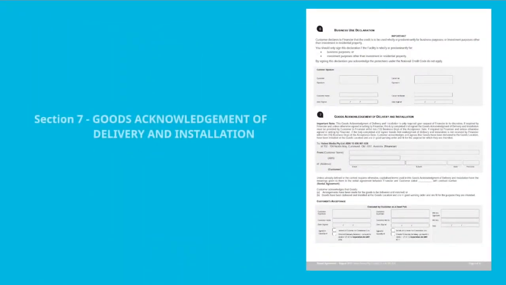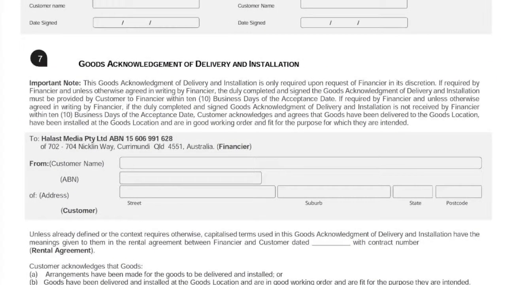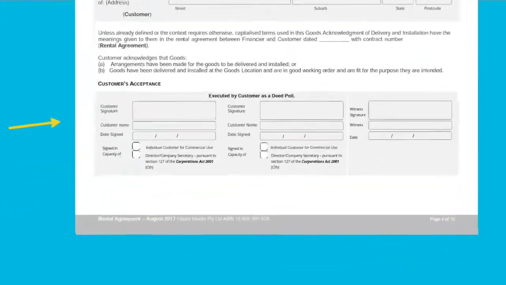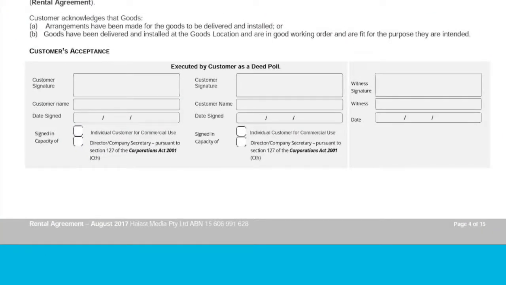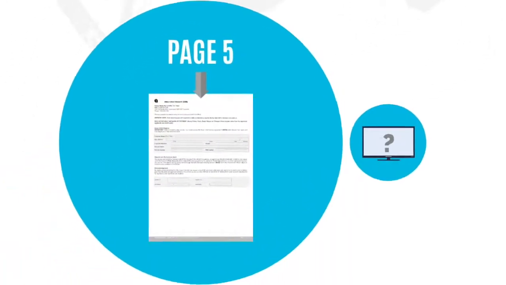Completing the delivery and installation acknowledgement is very straightforward. Simply include the customer's details from section 1 on page 1. The last section is the customer acceptance of the delivery and installation acknowledgement. This will be signed in the exact same way as the customer acceptance on page 3, and be sure to witness the customer's signature. That covers everything on page 4. Now let's move on to page 5.